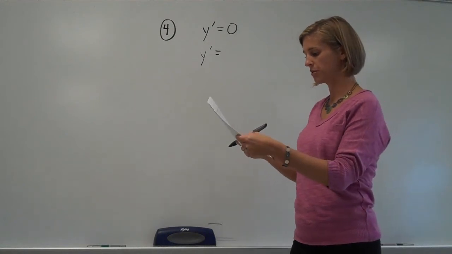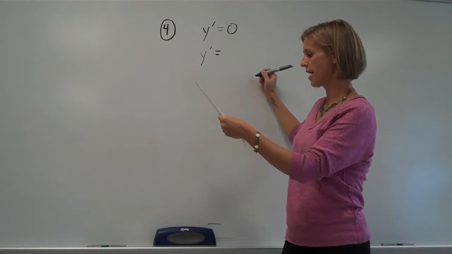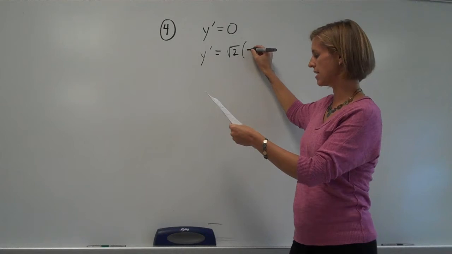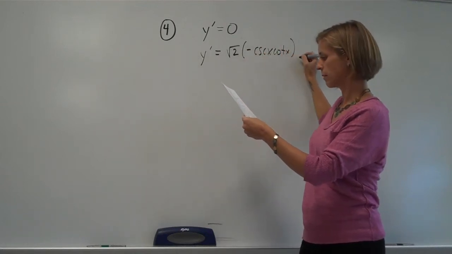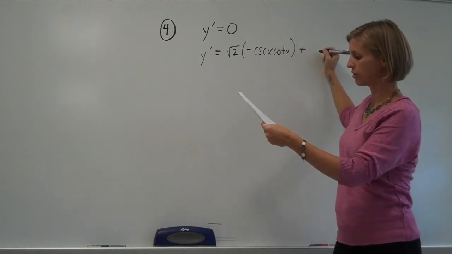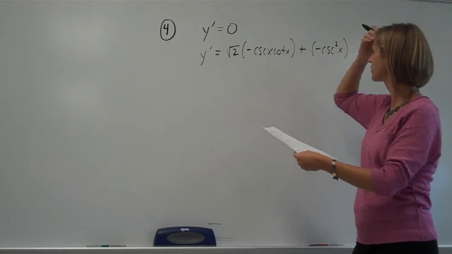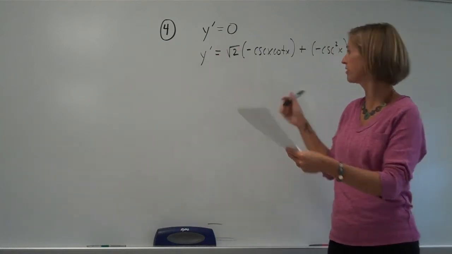The derivative of number 3 would be: the derivative of 1 is 0, and then you would have root 2 times the negative cosecant x cotangent x, plus the derivative of cotangent, which is negative cosecant squared x. So here's my derivative of the function, and I just want to find out when this is equal to 0.